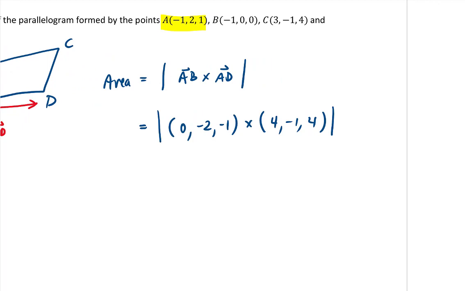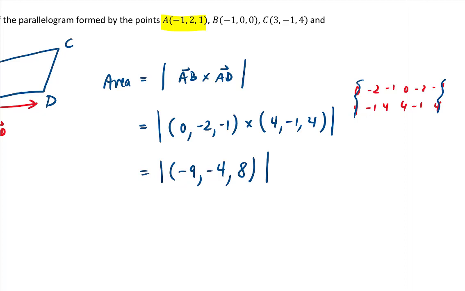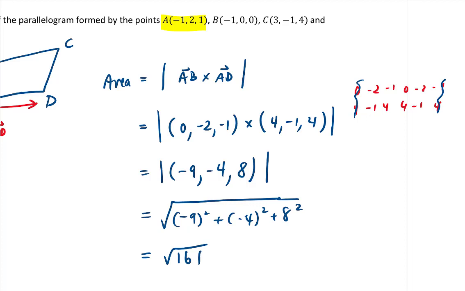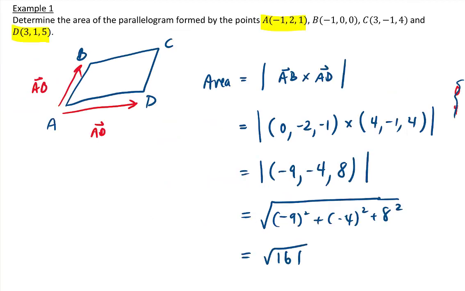So next part, let's determine the cross product of AB and AD. We end up with -8 minus 1, so that's -9. We end up with -4 minus 0, so that's -4. And we end up with 0 minus -8, so that is +8. So there are the components of AB crossed with AD. And therefore the magnitude of this vector would be the square root of -9 squared plus -4 squared plus 8 squared. And this equals the square root of 161. So therefore the area of this parallelogram is root 161.